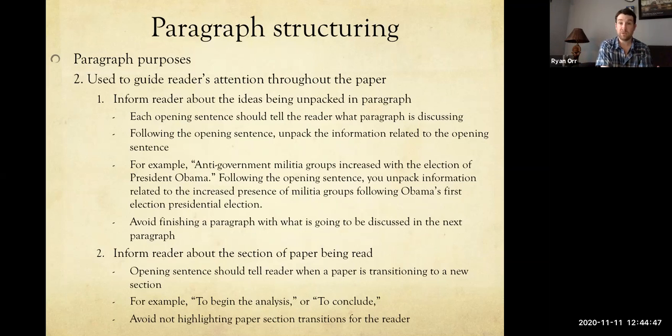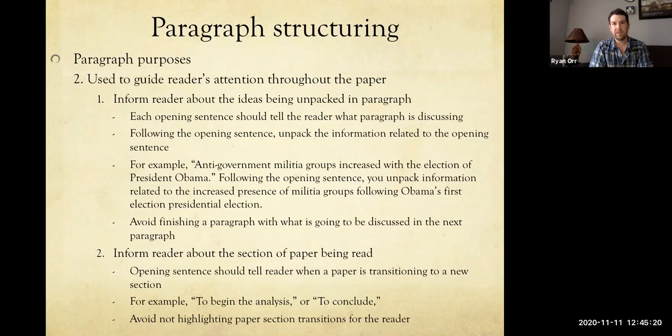So when you transition from the introduction part of the paper to the analysis, to the body, you could say something like, "To begin the analysis." Again, something very simple, but it kind of takes the attention from the introduction part of the paper away from the reader and turns it to the body of the paper. When you switch from the body of the paper to the conclusion, again, you could say something as simple as "To conclude." And again, the reader would know, okay, now I'm reading about the conclusion of the paper. The body of the paper is finished.